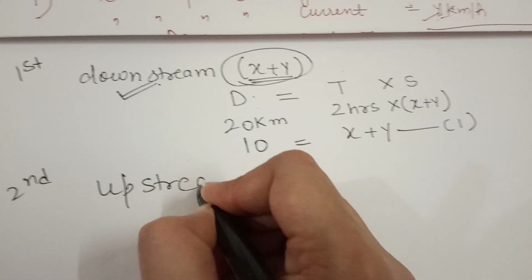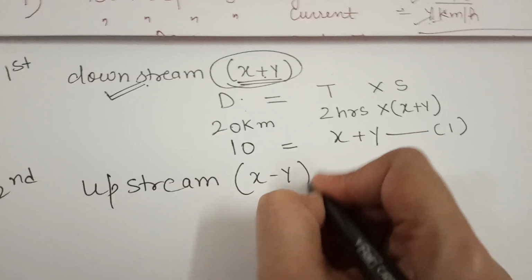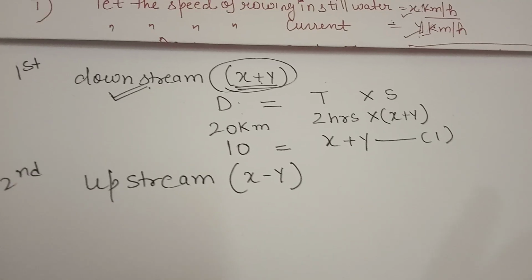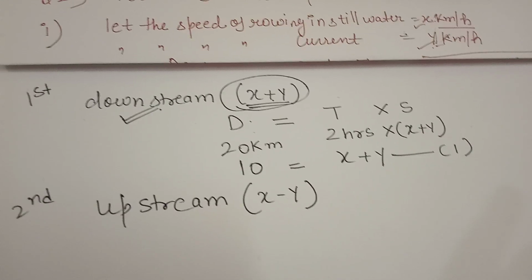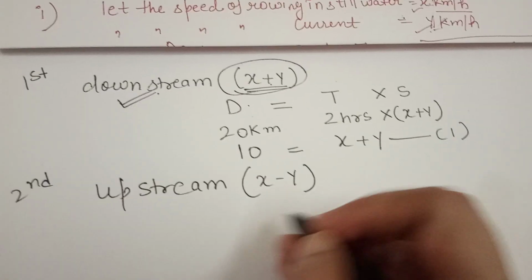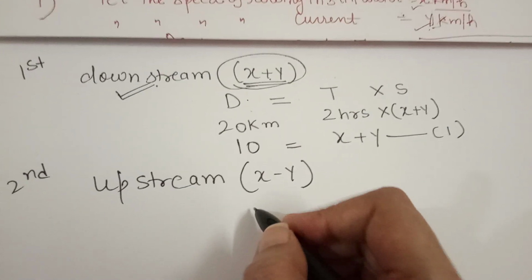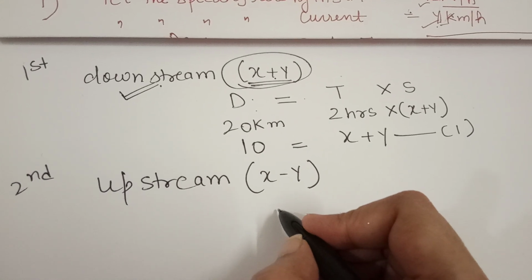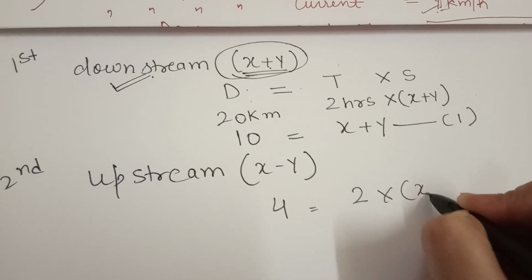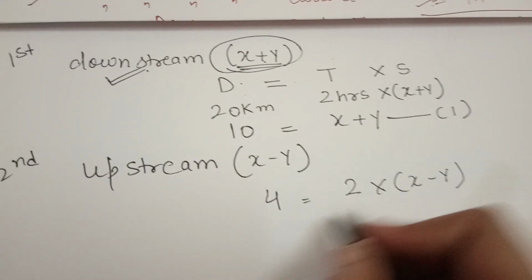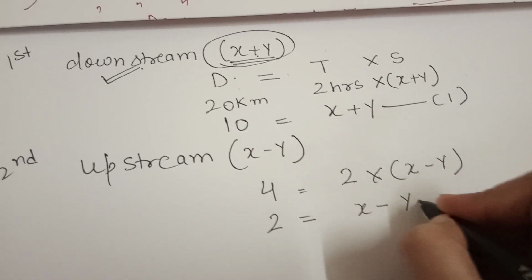Second condition is of upstream, and in the upstream condition always we subtract the speeds. Always we subtract the speeds of rowing in still water and current. So x minus y, and the formula is same, distance. In this upstream condition the distance is 4 kilometer, time is again 2 hours, and speed is x minus y. 4 again will go and divide, so equation will be 2 equal to x minus y.